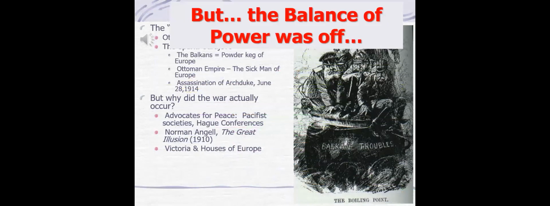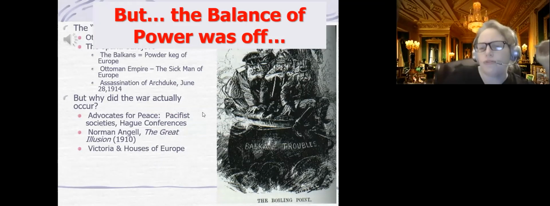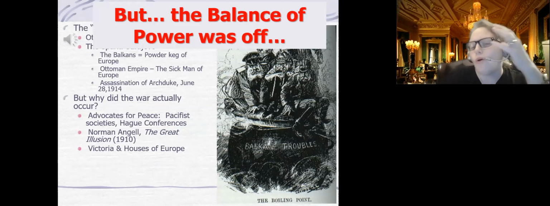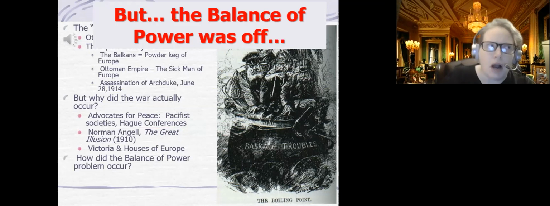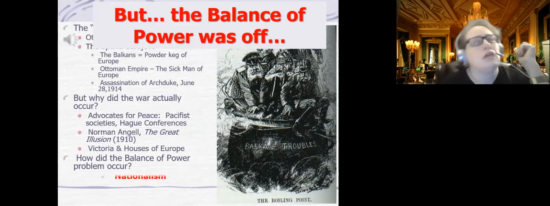But despite all of that and all of the factors that could lead to peace, the balance of power was off. And with the balance of power off, war was growing ever closer. So how does the balance of power problem occur? Well, the simple answer is nationalism.